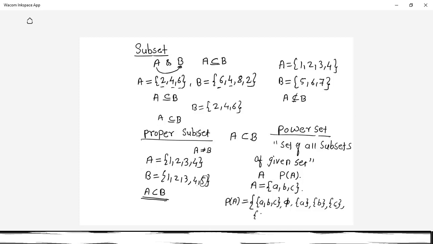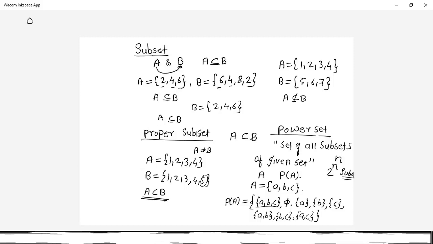Then the set with two elements A, B, then B, C, and A, C also can be subsets of this set. So these are all the possible subsets of a given set. Hence, the power set of A contains a total of 8 subsets. In general, if you have n elements in the set, the power set contains 2 power n subsets.